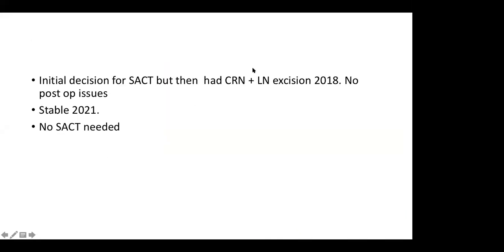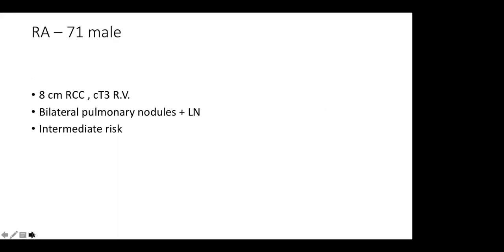Yeah, okay, so we went ahead and performed it, there was an initial decision here. Yeah, that's why I included this case, that the patient would go for SACT, but then after some more discussion and counseling, we did a cytoreductive and lymph node excision in 2018, and he remains stable as well, and no SACT has been needed. It's coming to 3 years now. Right, so yeah, great. He's a very fit person, right?